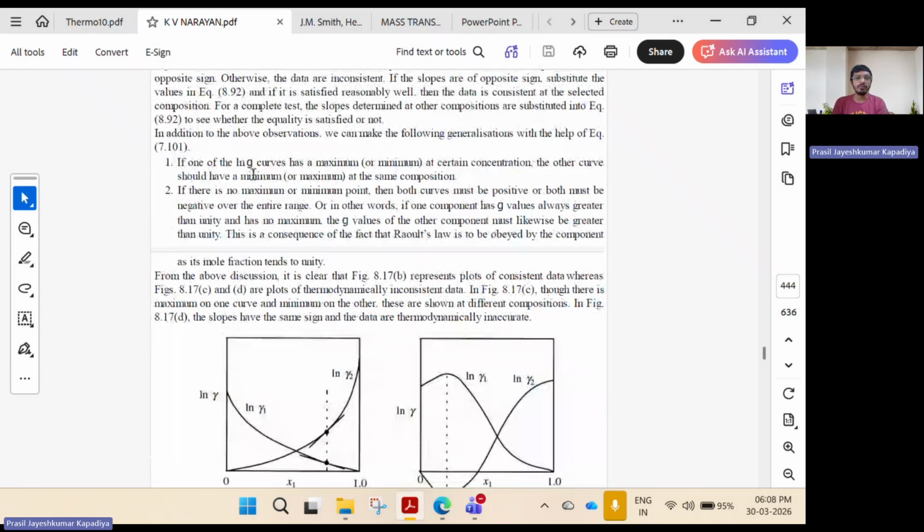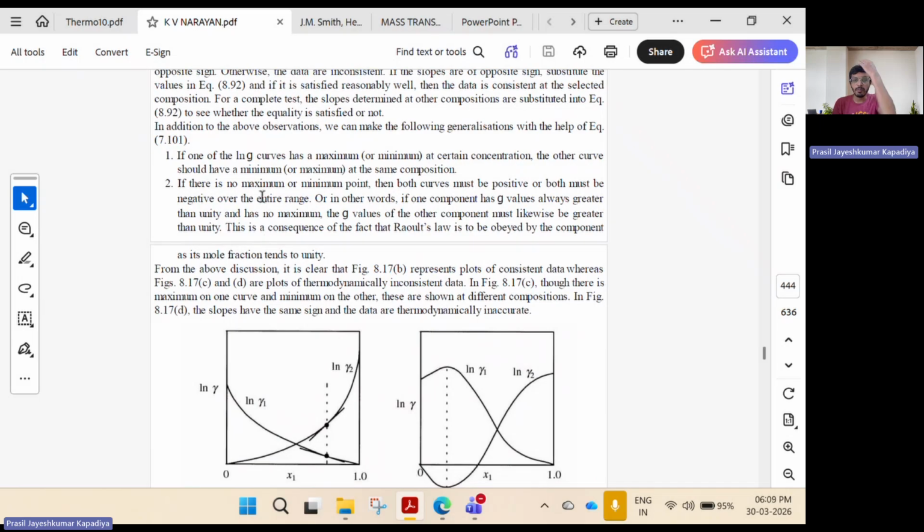What we know is that if one of the ln gamma curves has a maximum at a certain concentration, the other curve should have a minimum at the same composition. This is what we know. Then the second point is, if there is no maximum or minimum point, then both curves must be positive or both curves must be negative over the entire range. Or in other words, if one component has a gamma value always greater than unity and no maximum, the gamma value for the other component must likewise be greater than unity.